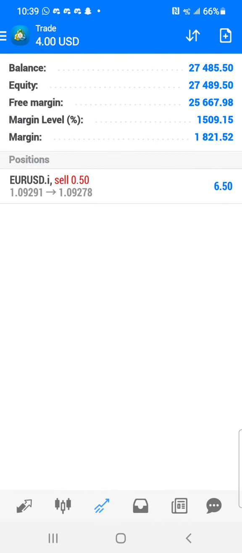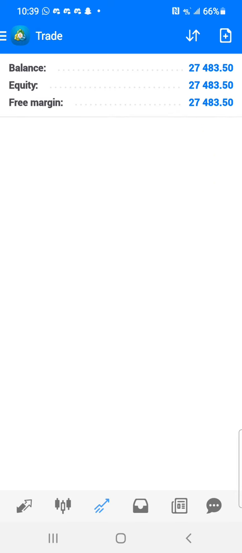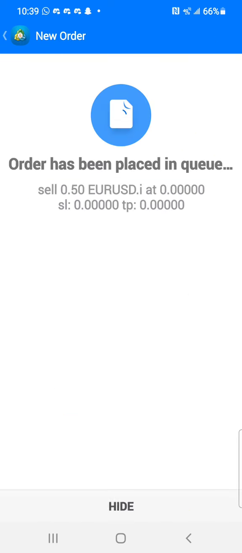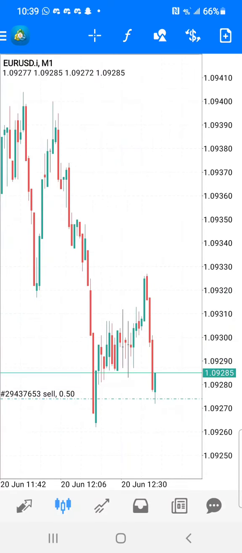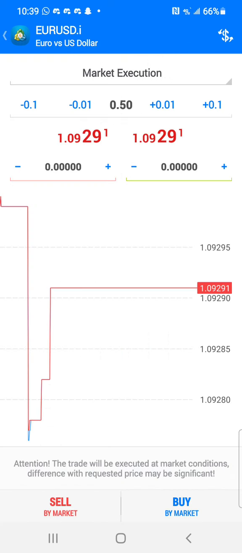I'll first of all place a sell 0.5, all right? And I'll wait for 1 minute. I'll go to the 1 minute candle. I'll wait for this 1 minute candle to close, maybe 2 of these candles to close. By then, the time will be 10:42, so by 10:42, I will come again and place another 0.5.